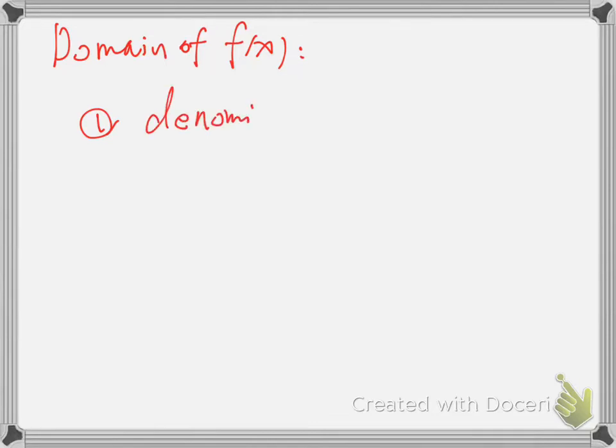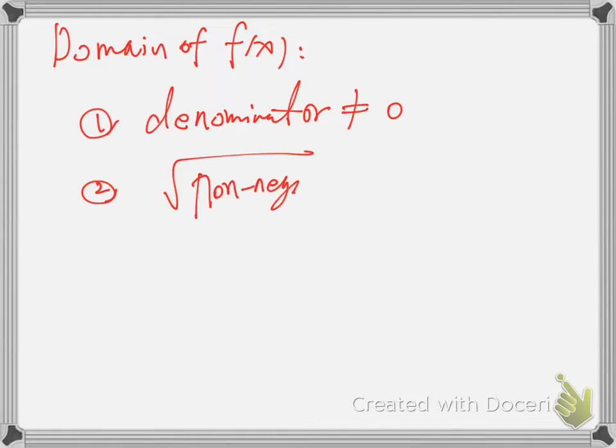So now the domain of functions. Domain of f of x means where f of x is well defined. We have to check two conditions. First, the denominator is not equal to 0. Second, you take the square root of non-negative numbers, not positive, non-negative. You need to check these two conditions. So let's look at an example.